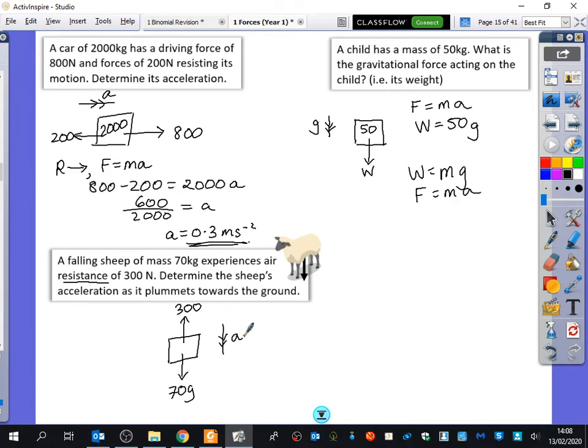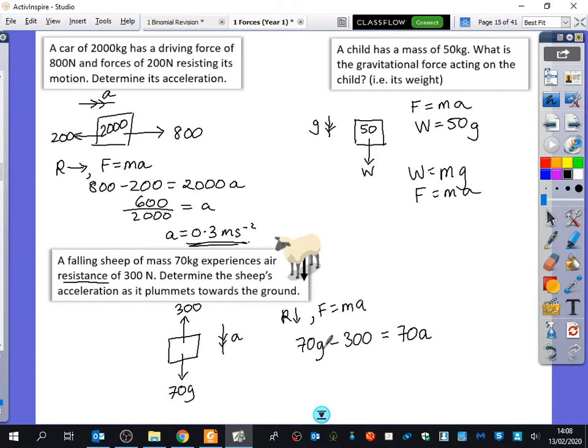So again, we just do F equals ma, but this time we're going to be resolving downwards. We're going to find the resultant force downwards using F equals ma. So Taylor, what do you think the resultant force is for this one? 70 G minus 300. Good, 70 G minus 300. The overall force going downwards is 70 G, but it's minus 300 because that's in the opposing direction. And that is equal to the sheep's mass, which is 70, times by A.